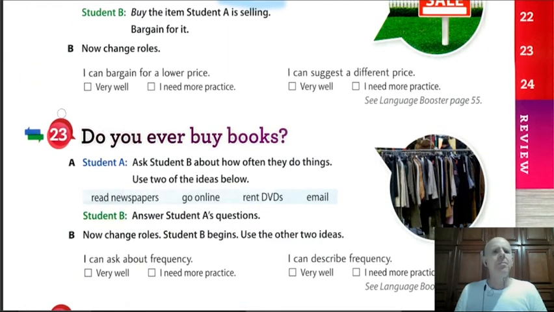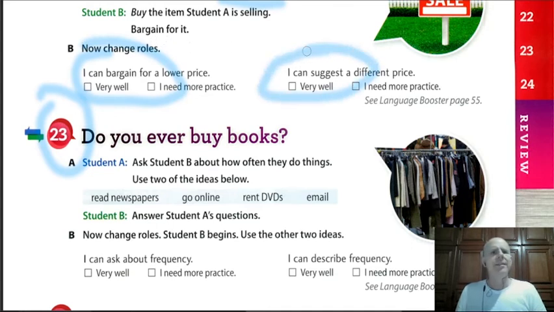Do you ever buy books? That was lesson 23. And, well, yes, can you bargain for a lower price? Can you suggest a different price? Why don't you watch the video, practice the structures and everything before the live lesson? It would be good. And lesson 23, unit 23 had 2 lessons.